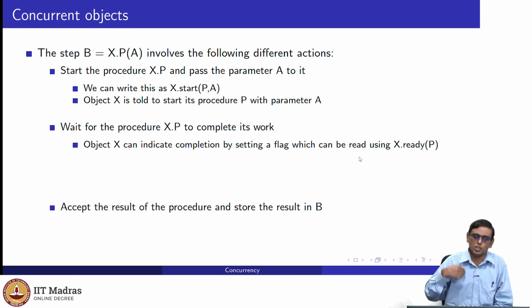So you give it P as a procedure, and it will check whether P's completion flag has been set or not. If it has been set, then X dot ready P will return true. If it has not been set, then X dot ready P will return false.